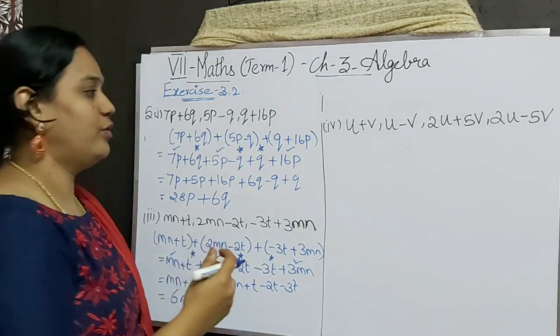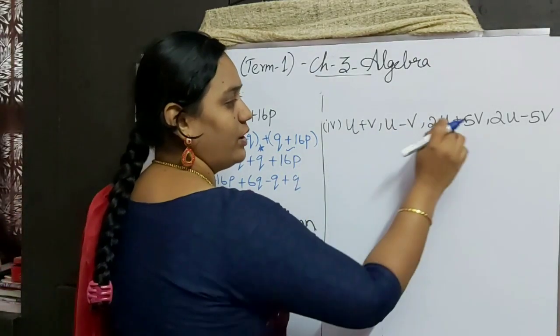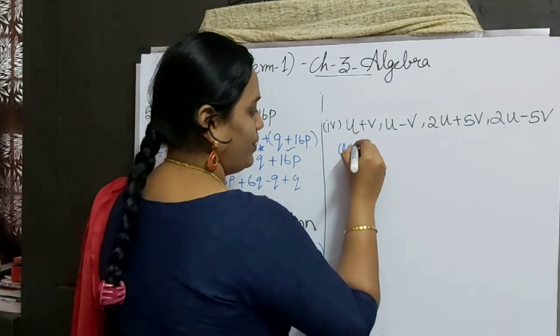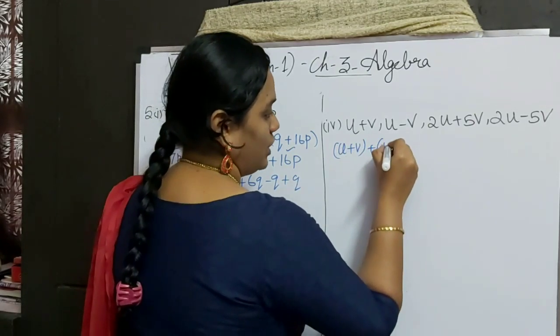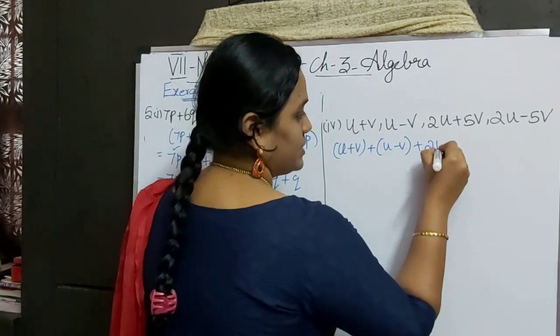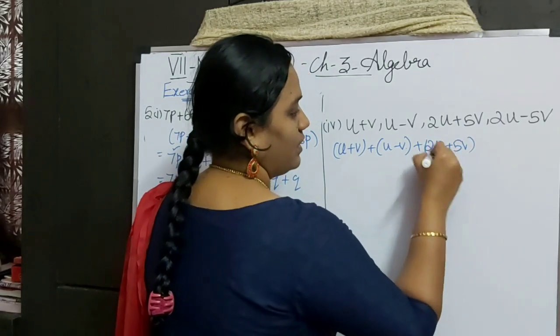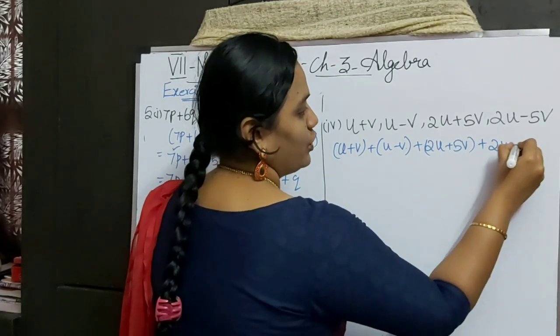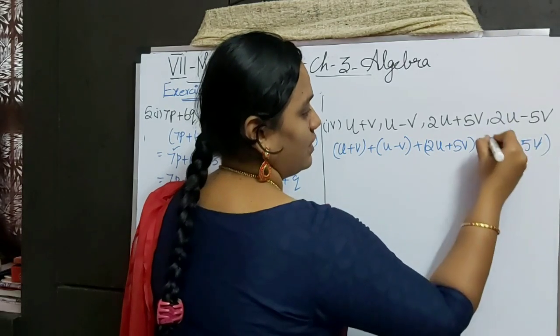Okay. Let us do the fourth option. Here we have 4 expressions. So u plus v plus u minus v plus 2u plus 5v plus 2u minus 5v.